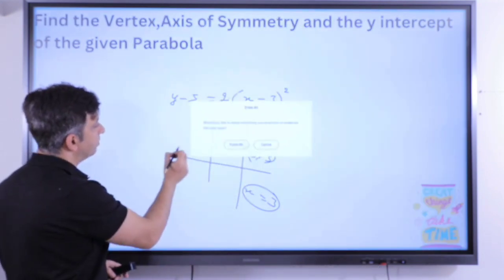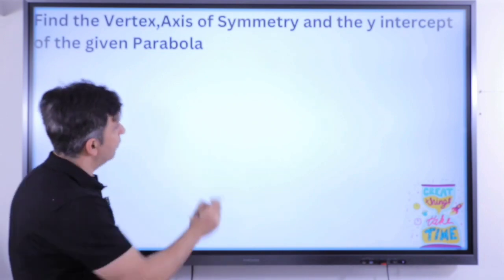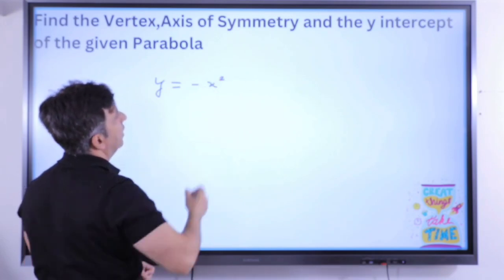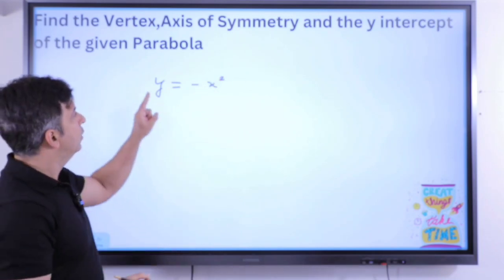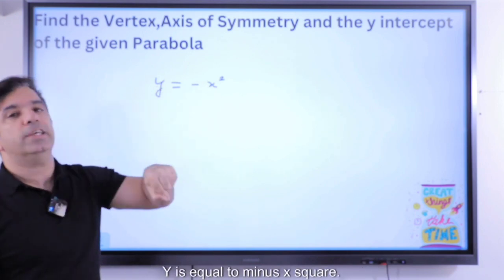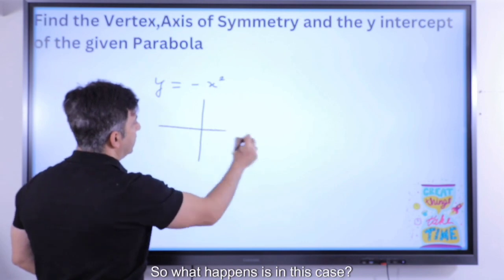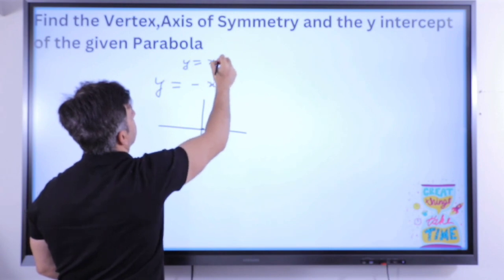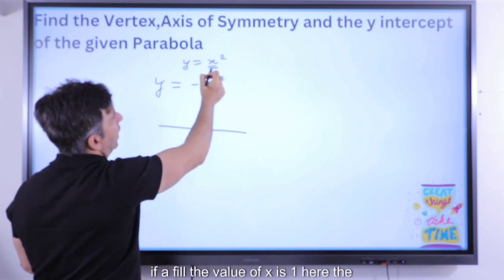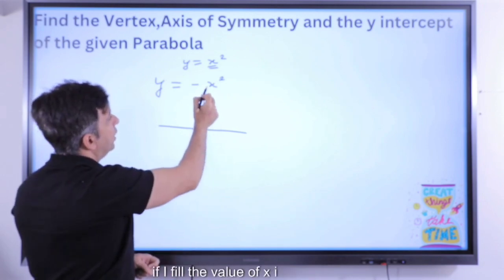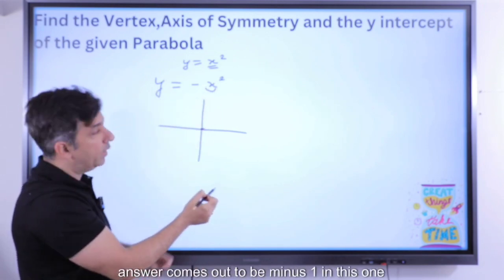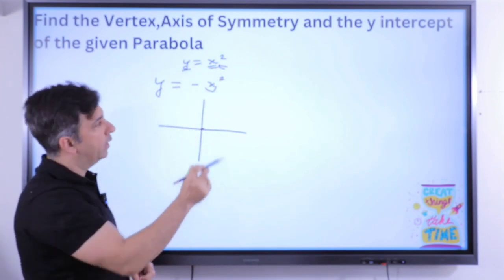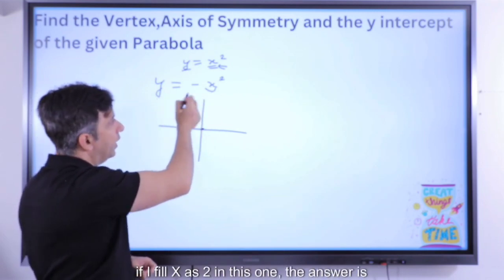And now let's say we have this parabola. This is the last understanding which we have to build, and after that, we'll directly jump to questions. Let's say someone gives me the parabola y is equal to minus x square. In the parabola y is equal to x square, if I fill the value of x as 1 here, the answer of y is 1. If I fill the value of x as 1 in the second one, the answer comes out to be minus 1. If I fill the value of x as 2, the answer of y is 4. If I fill x as 2 in this one, the answer of y is minus 4.